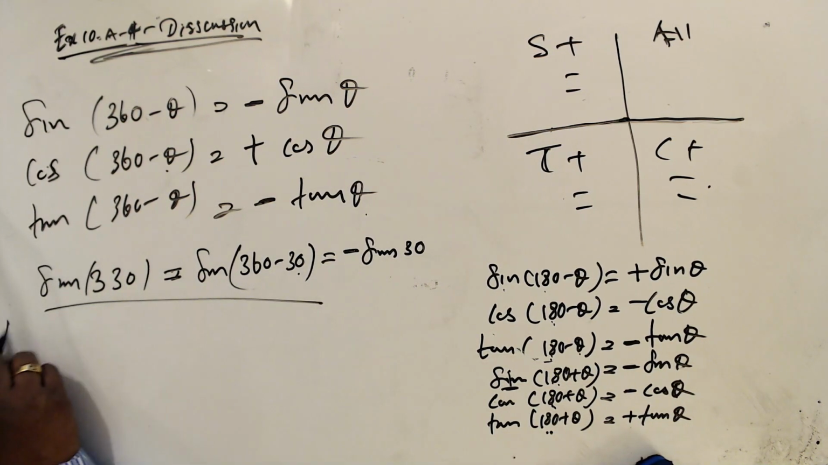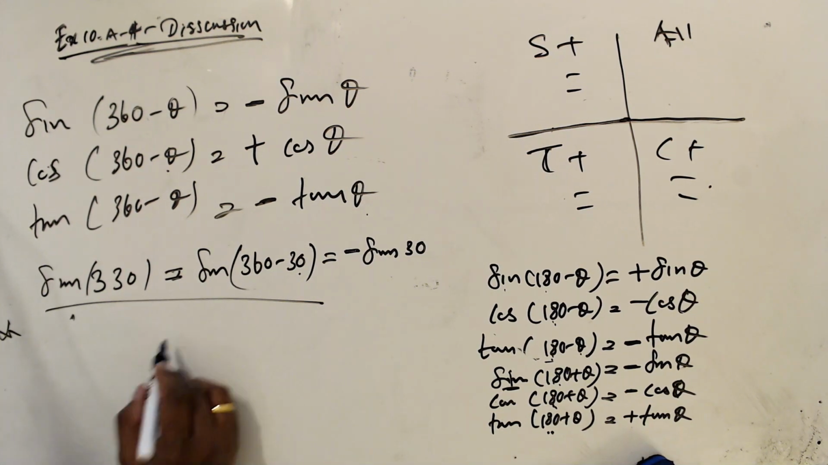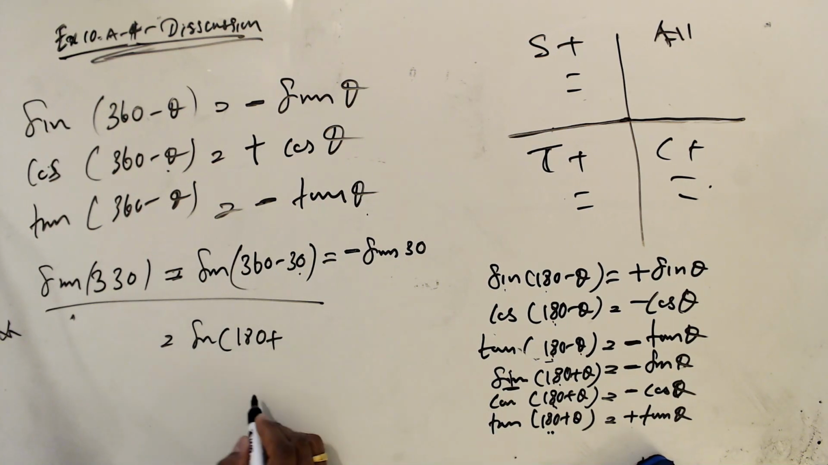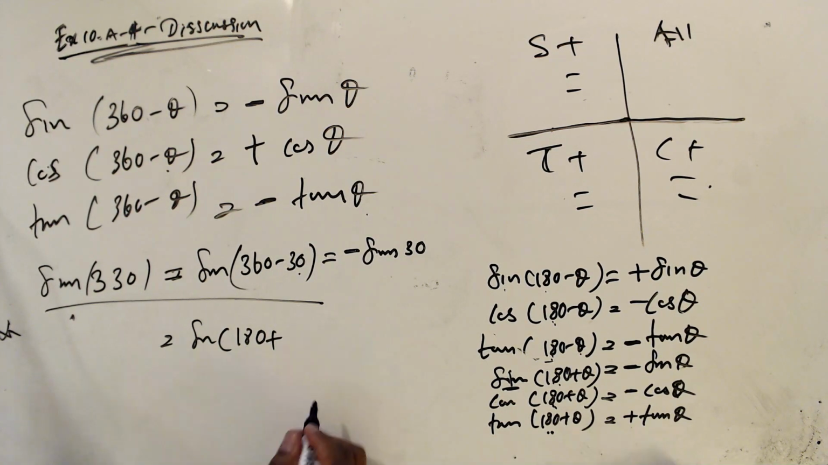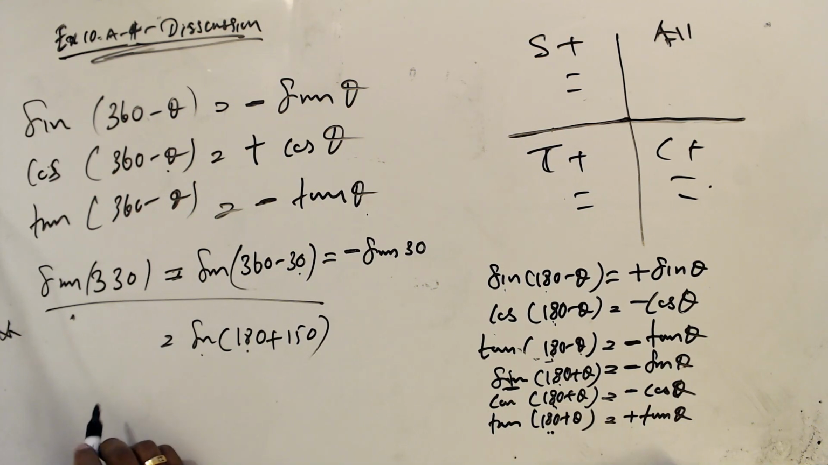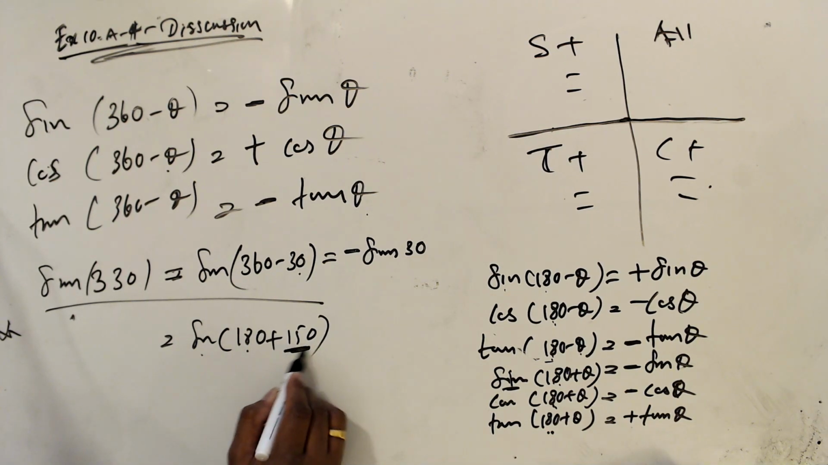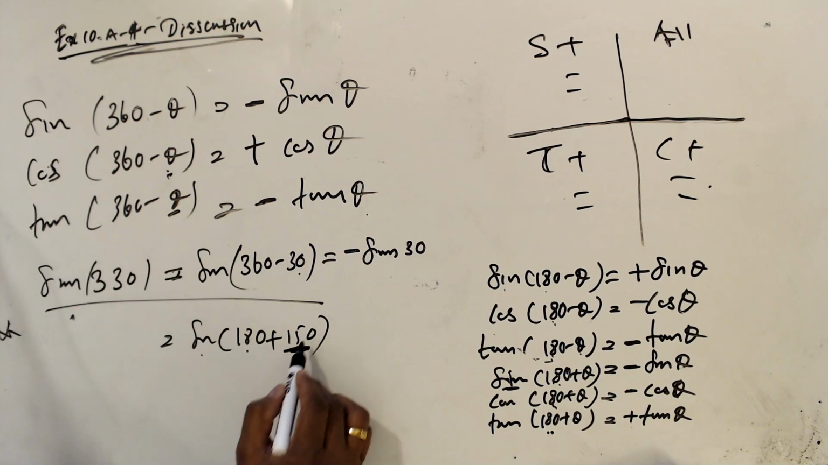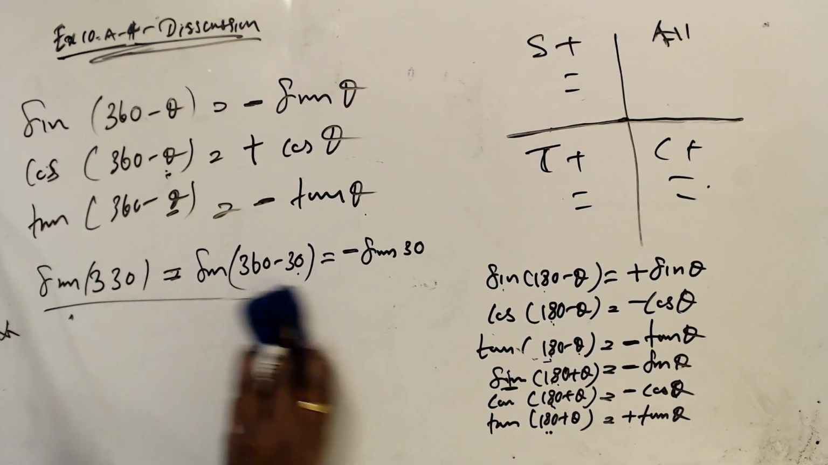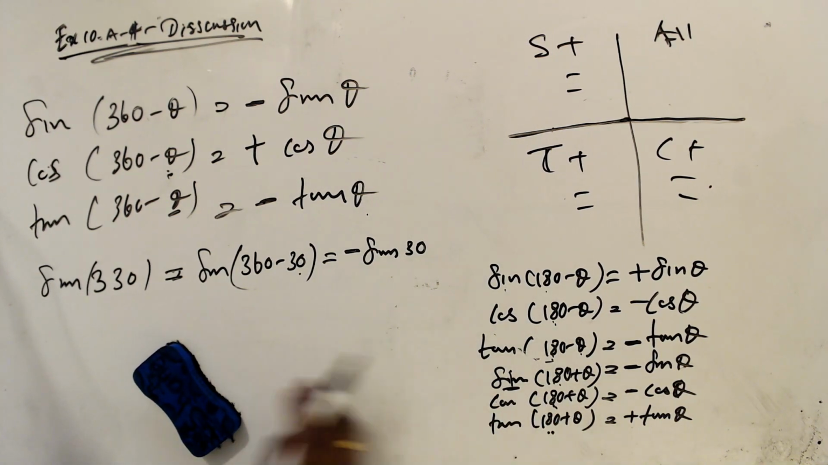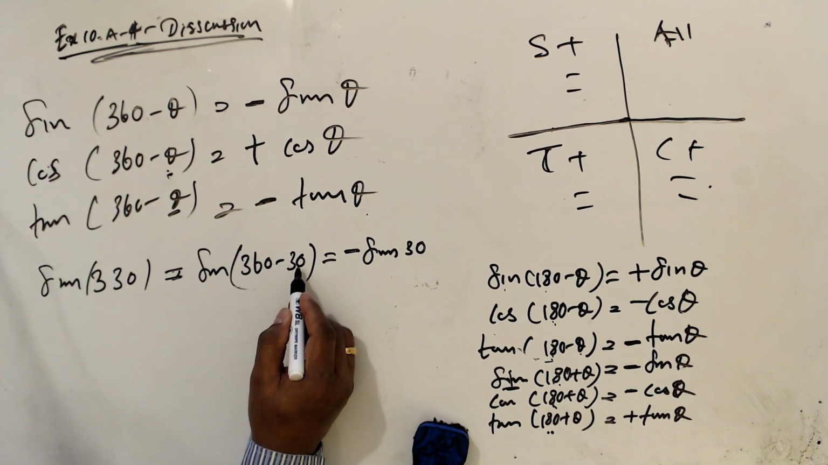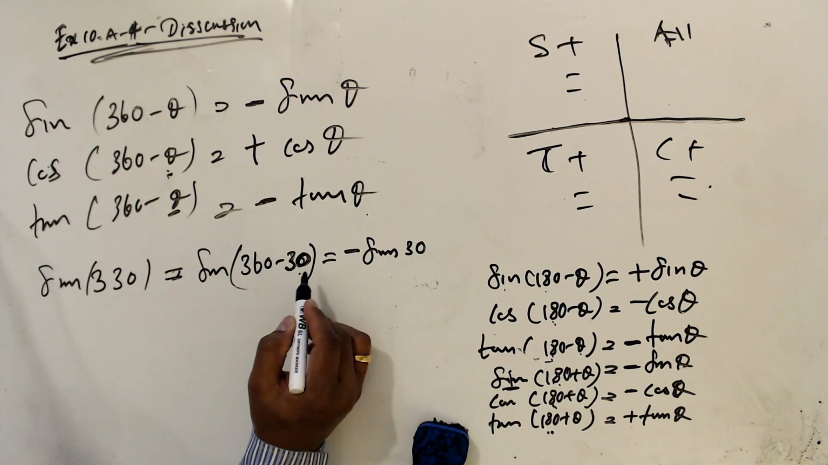But you can't use 180 here. Why? If you use sine 180 plus 150, it's going to be positive. What is the rule? This angle theta has to be acute, but here 150 is not acute. So you can't use 180. You have to use 360, because then only you can obtain this angle 30, which is acute.